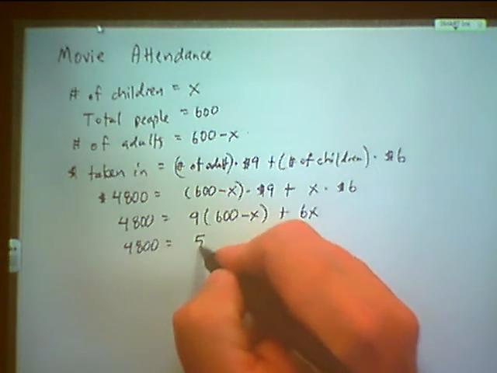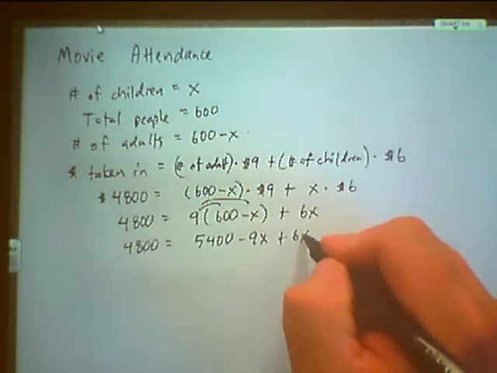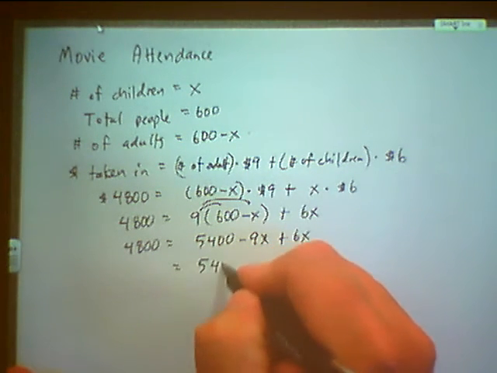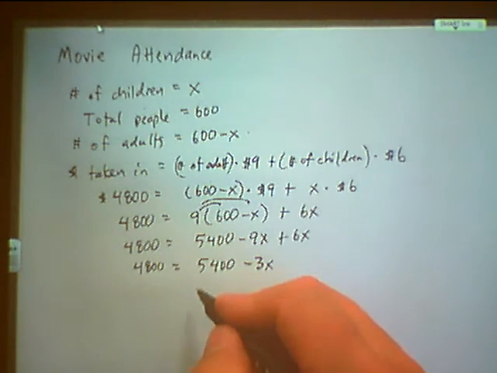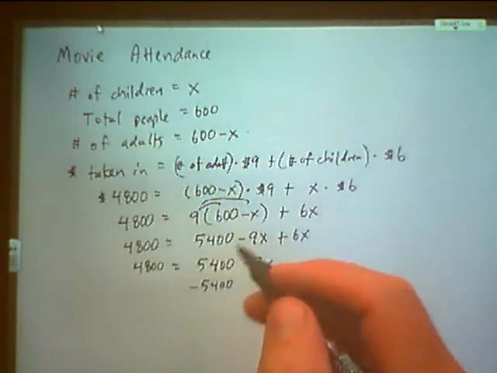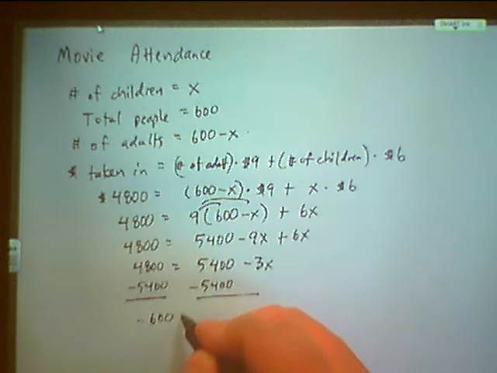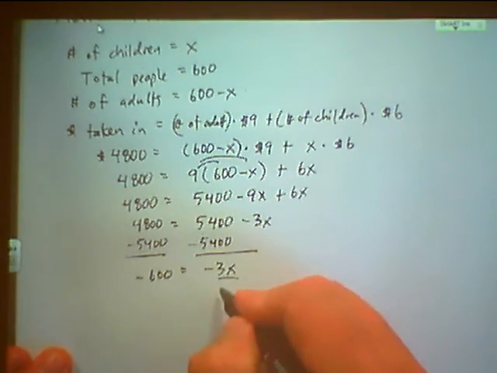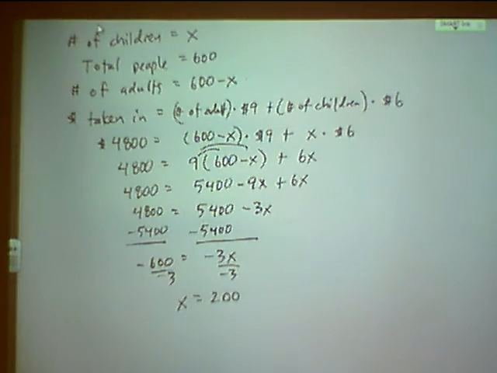9 times 600 is 5,400, minus 9x, so the 9 gets distributed, plus 6x. So now I have like terms over here, so the right-hand side now becomes 5,400 minus 3x. To solve for x, let's subtract 5,400 from both sides so I can get the negative 3x by itself. The left-hand side I now have negative 600. The right-hand side I have negative 3x. Now to solve for this, divide both sides by negative 3. Then x equals 200. So we're saying that the number of children that attended the movie was 200.